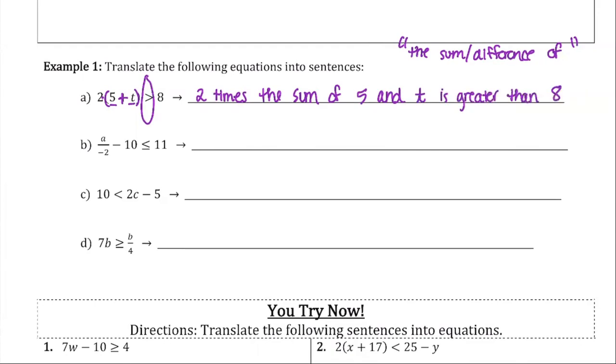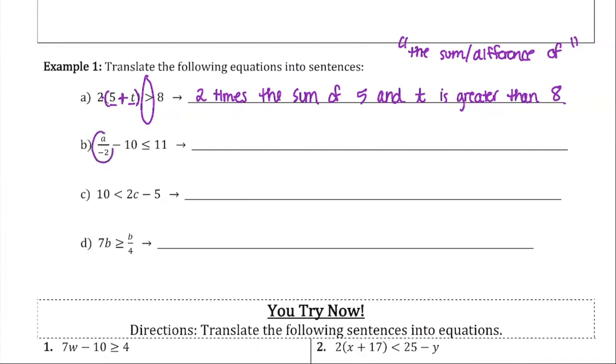And then 8 is going to be how I finish that sentence. All right, moving on to part B. For this one, we say a divided by -2 minus 10 is less than or equal to 11. So sometimes saying it out loud actually gives you kind of a hint as to what we're actually going to put down as the sentence. And a lot of what I just said is exactly what we're going to write down.